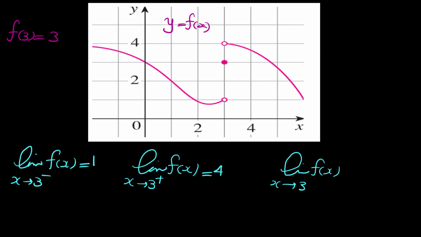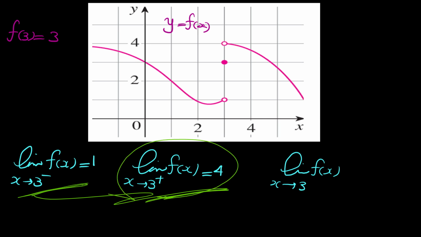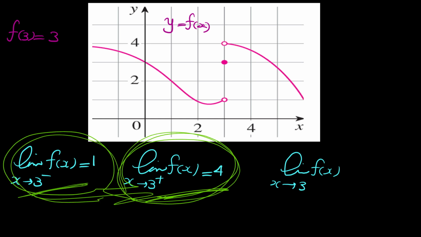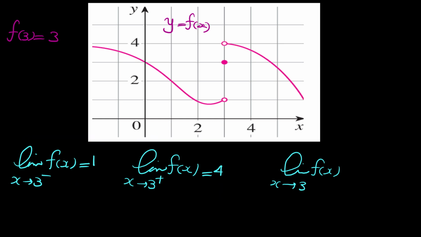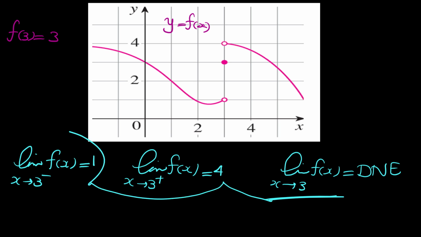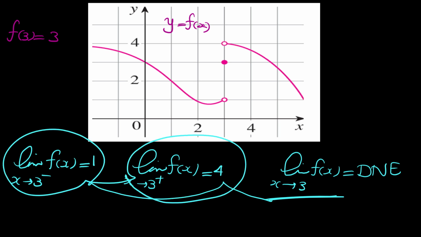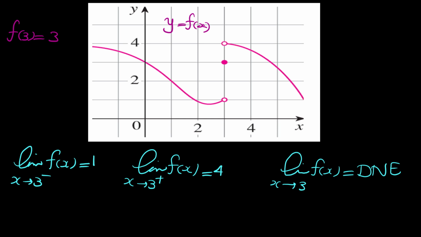Now that we know the left limit is 1 and the right limit is 4, we know that if the left limit and the right limit, the one-sided limits, are not equal, we can conclude that the limit of the function at that point does not exist. A limit exists when the left limit exists, the right limit exists, and they are equal. But in this case, they are not equal, so the limit does not exist.